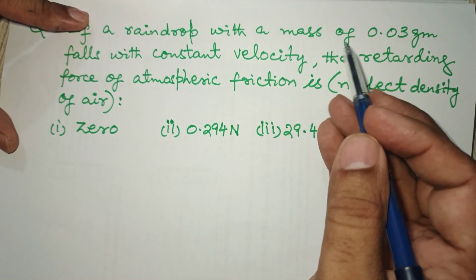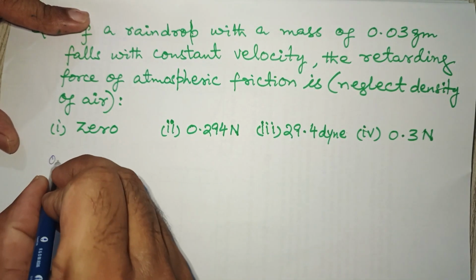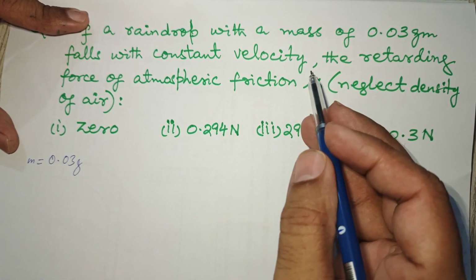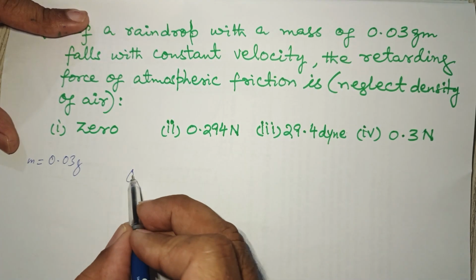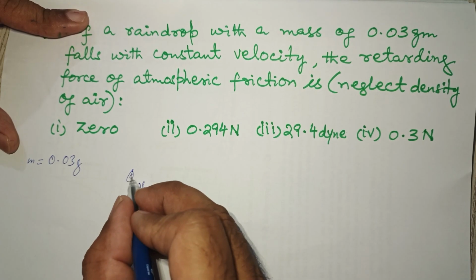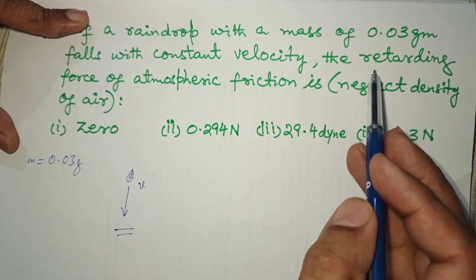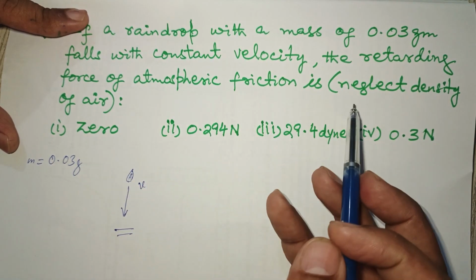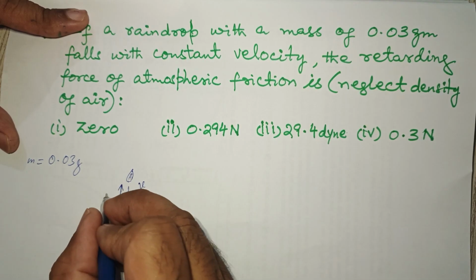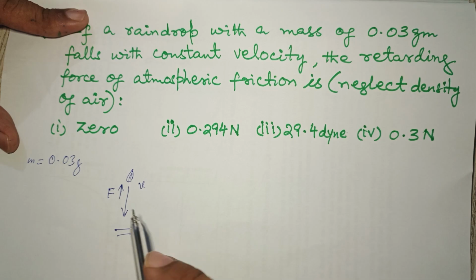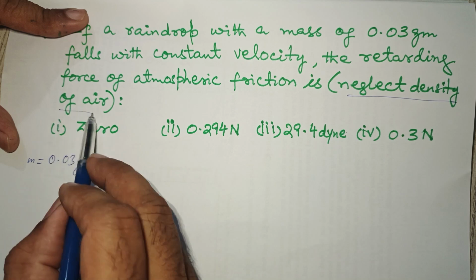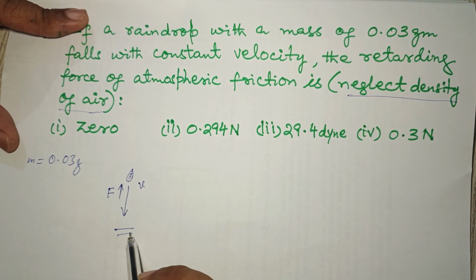If a raindrop with a mass of 0.03 gram, mass is 0.03 gram of the raindrop, falls with constant velocity, it is moving towards the ground with constant velocity. Okay, the retarding force of atmospheric friction is, we have to find out the retarding force which will act in the upward direction, in the opposite direction to the motion of the raindrop. We can neglect density of air, so then it becomes very easy.